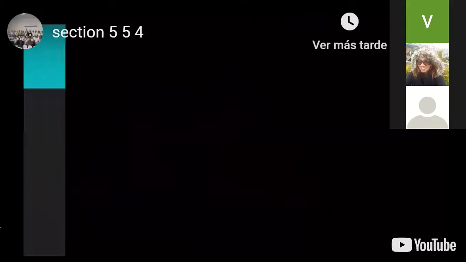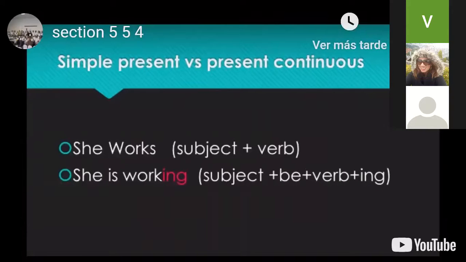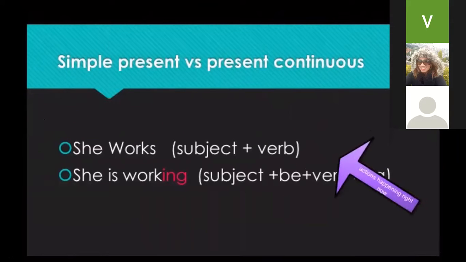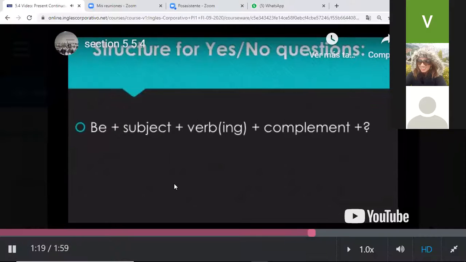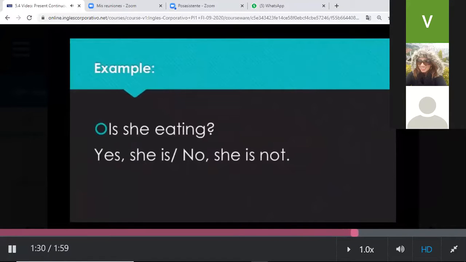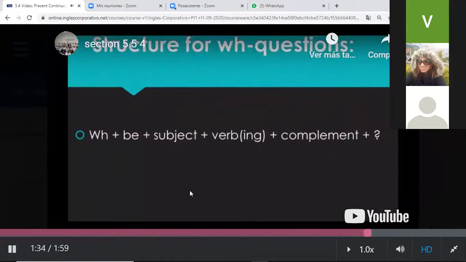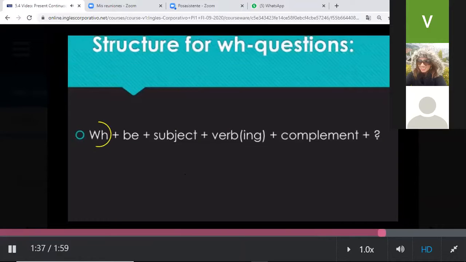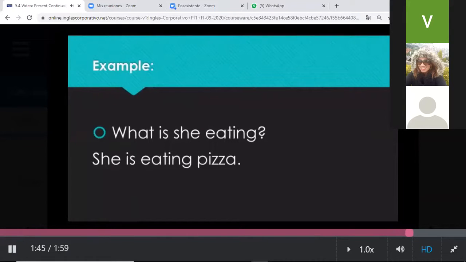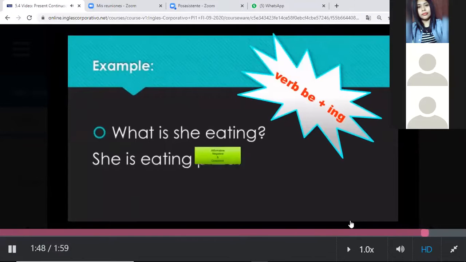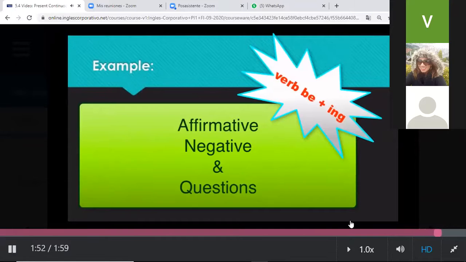They're visiting my grandmother. Again, it is important for you to recall the difference between these two tenses. Remember that simple present is used for habitual actions, and present continuous is for actions that are happening right now. This is how we ask yes-no questions in present continuous. Be plus subject plus verb, ing, plus complement plus question mark. Read the example with me. Is she eating? Yes, she is. No, she's not. And to ask WH questions, we add the question word needed at the very beginning of it. Let's work it out. What is she eating? She's eating pizza. Note and never forget that we need the verb be plus ing for affirmative, negative, or questions when using the present continuous.